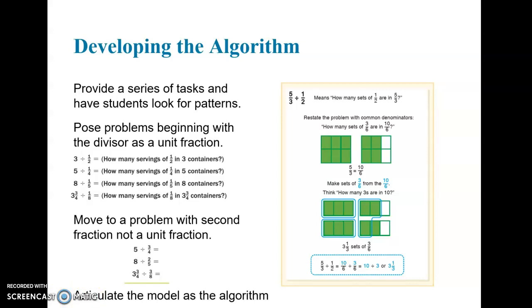Then move to problems with the second fraction not as the unit fraction. So you'd have 5 divided by 3/4, which is 5 times 4/3, 8 divided by 2/5, which is 8 times 5/2. And then you would have a mixed number in there, 3 3/4, which you have to multiply. Denominator times whole makes 12, plus the 3 is 15, so 15/4 times 8/3.